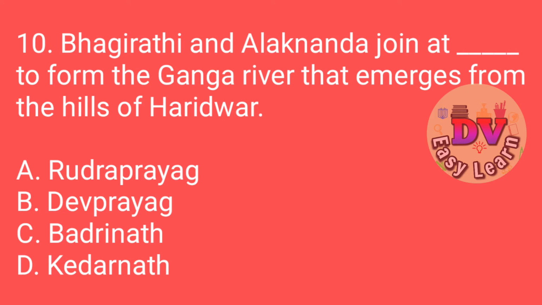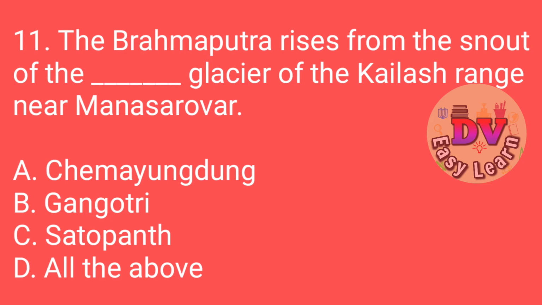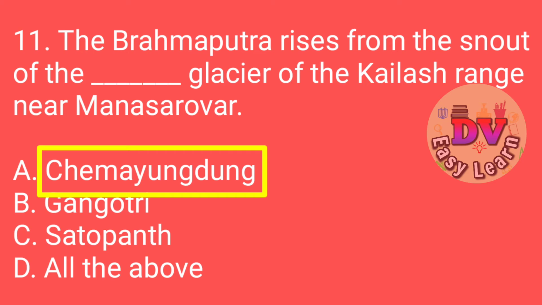Question number 10. Bhagirathi and Alaknanda join at dash to form the Ganga river, which emerges from the hills at Haridwar. Correct answer: Devaprayag. Question number 11. The Brahmaputra rises from the snout of the dash glacier of the Kailash range near Manasarovar. Correct answer: Chemayungdung.